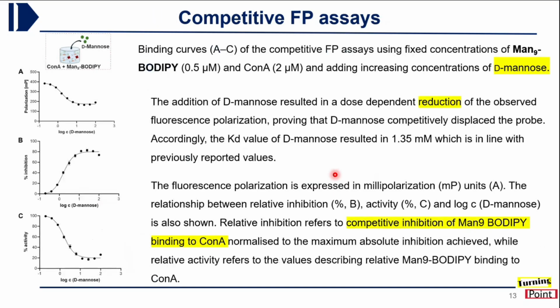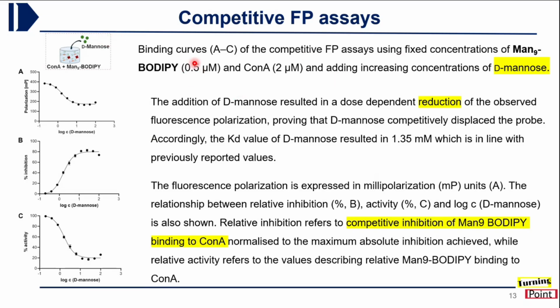In the next case, they studied the competitive fluorescent polarization assays. Now how did they study it? First, these graphs belong to the polarization, inhibition, and activity. The same case is there. They chose the Man Con A plus Man9 BODIPY, only one molecule. Sequentially, like a titration, they are adding D-mannose, breaking the bonding between Con A plus Man9 BODIPY, and they wanted to see the polarization difference between these.